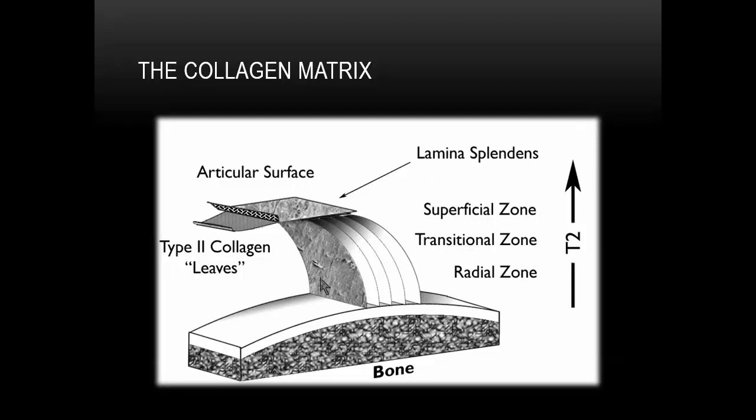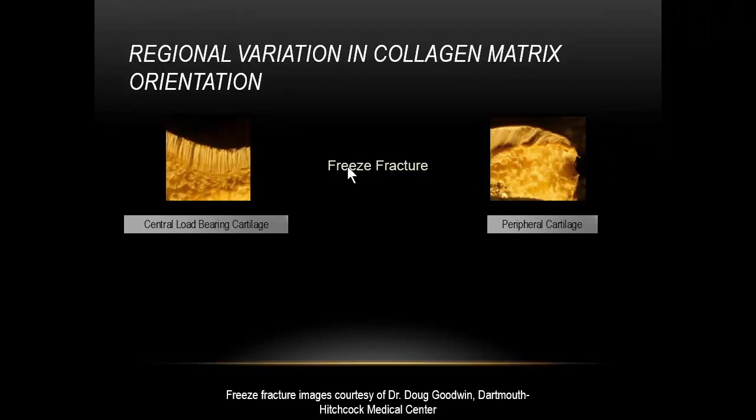Where we have high levels of anisotropy, particularly down in the radial zone, we end up with very short T2. It's the structural organization of this collagen matrix that's a major driver of a lot of the information that we get from conventional MRI techniques. That collagen matrix also drives the pattern in which cartilage is injured. Here's an osteochondral fragment, from Doug Goodwin at Dartmouth. We can hit it with a hammer and it will fracture along those collagen leaves. Similarly with healthy cartilage, it will fracture along that normal collagen pathway.